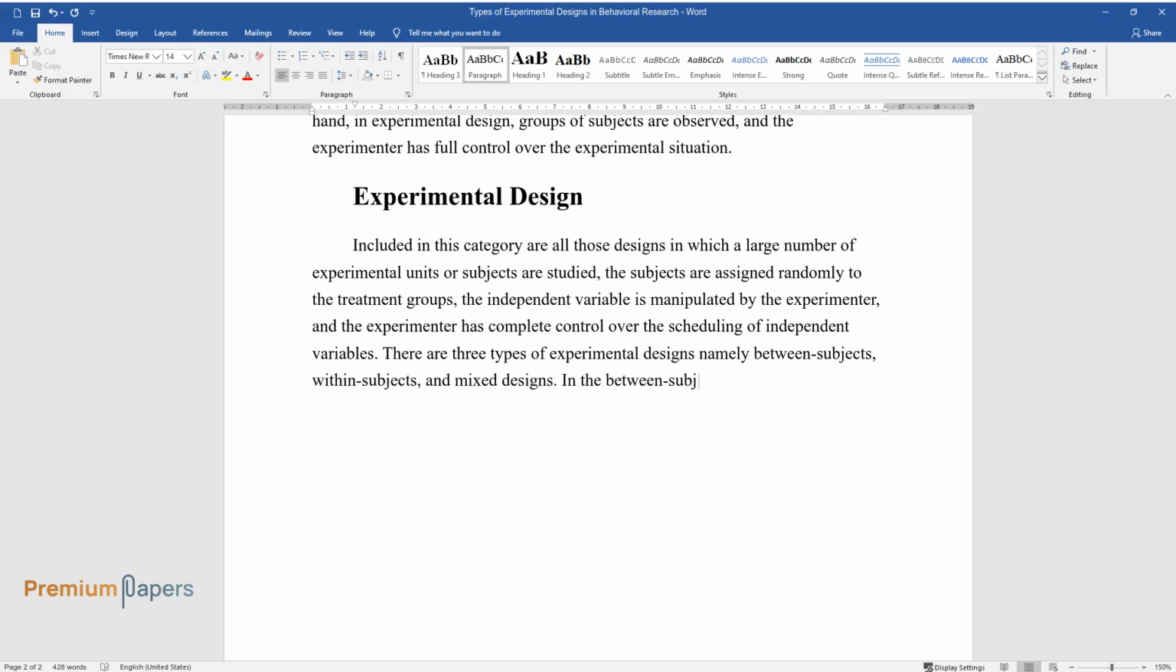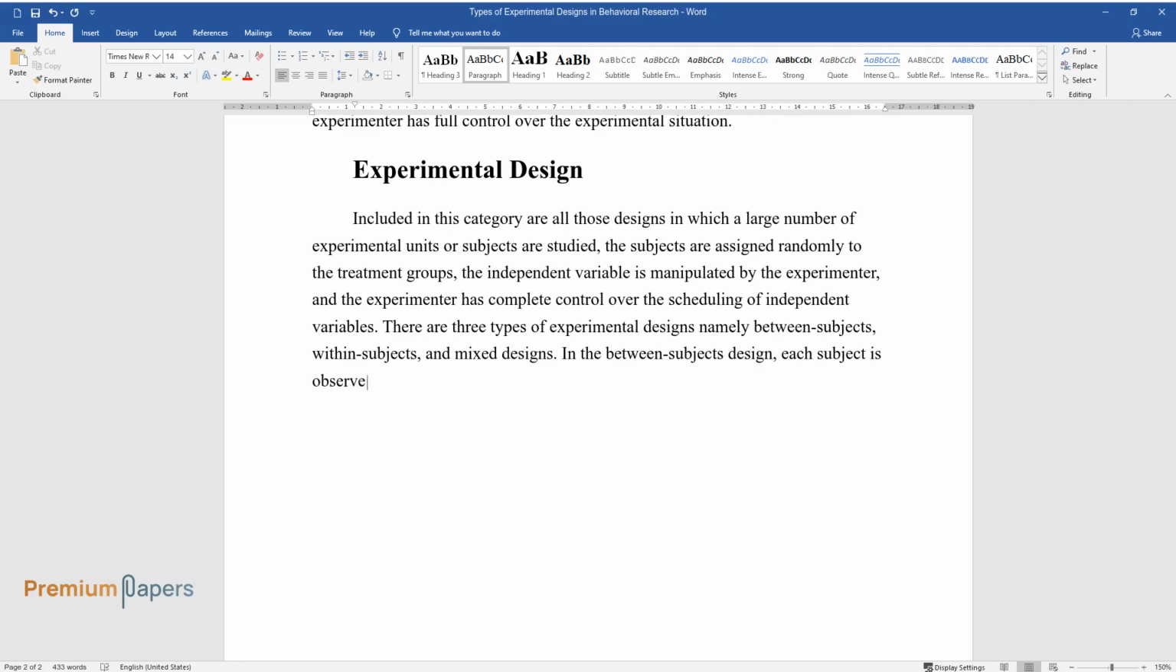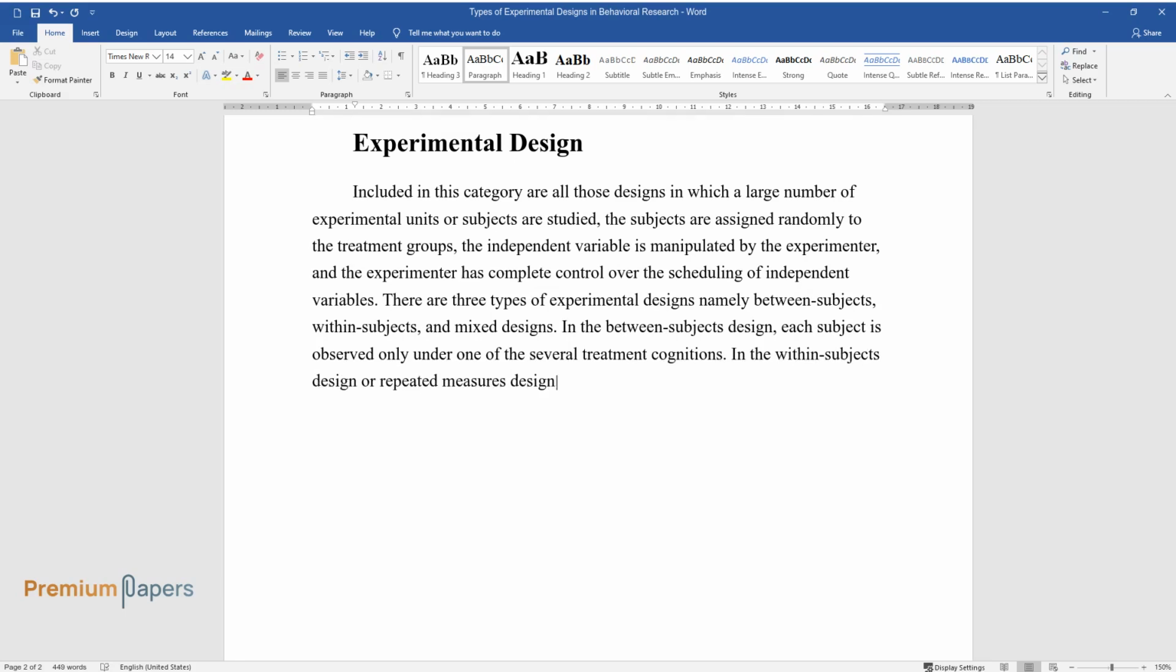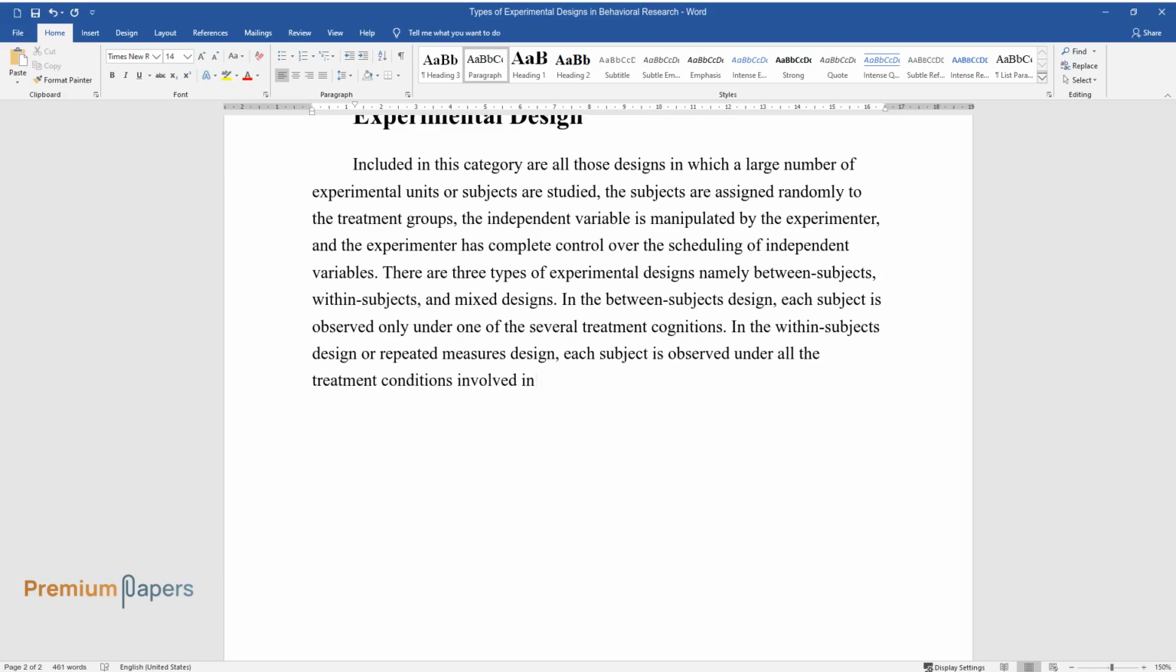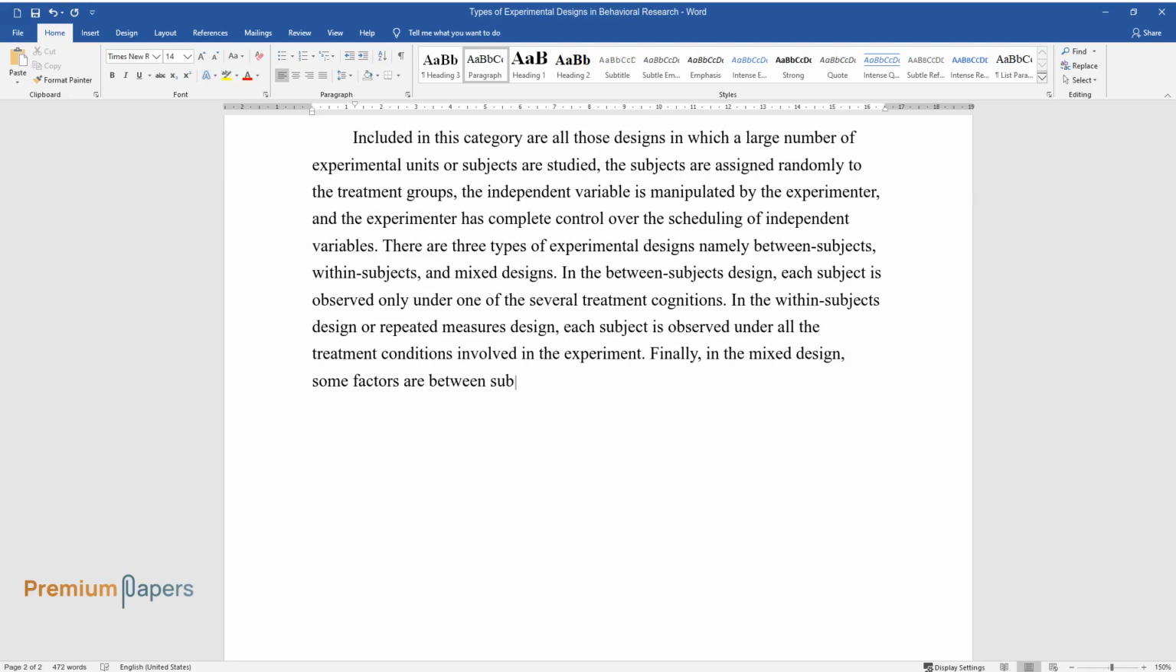In the between subjects design, each subject is observed only under one of the several treatment conditions. In the within subjects design or repeated measures design, each subject is observed under all the treatment conditions involved in the experiment. Finally, in the mixed design, some factors are between subjects and some within subjects.